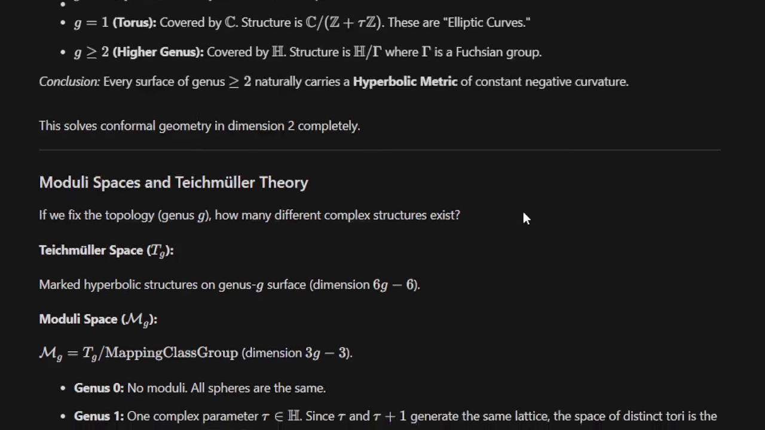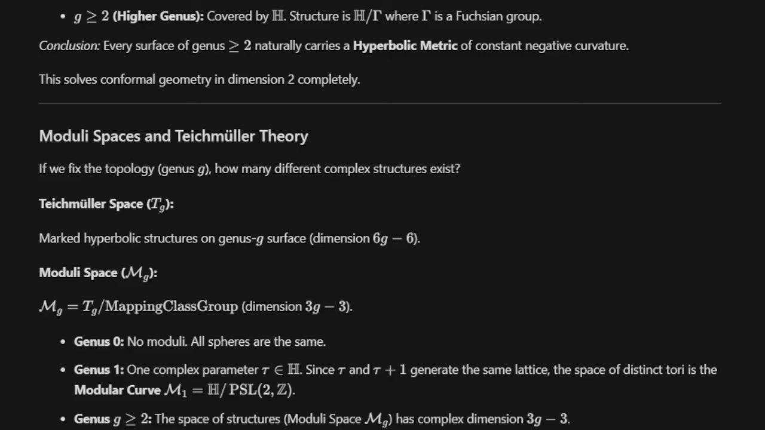So again, this solves conformal geometry in dimension 2 completely. We understand conformal geometry in 2 dimensions completely. And this is extremely shocking, because it means that hyperbolic geometry is not just some exotic exception. It is the standard rule for the universe of mathematical surfaces, and almost every surface is hyperbolic.